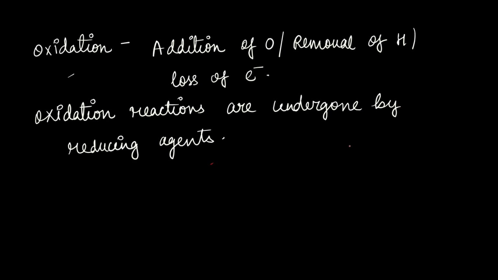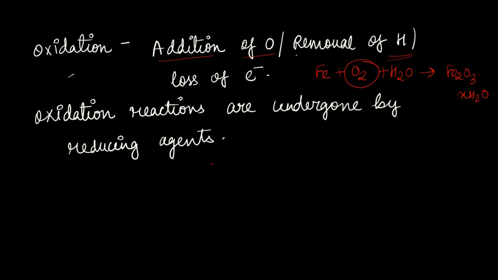Next, we will study oxidation and reduction reactions. The simple definition of oxidation is addition of oxygen. Any reaction which involves the addition of oxygen is basically an oxidation reaction. For example, Fe plus O2 plus water is a good reaction of formation of rust, Fe2O3.xH2O. So, this reaction involves addition of oxygen, so it is an oxidation reaction.